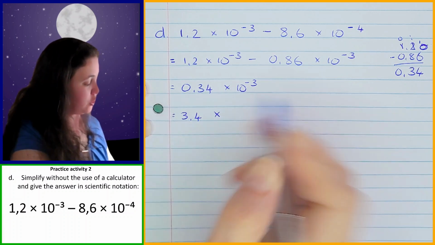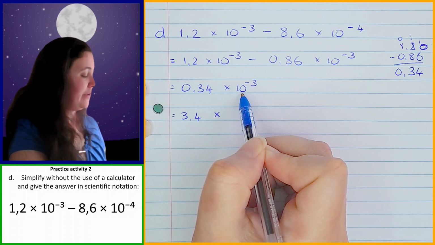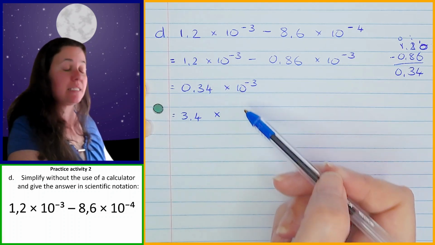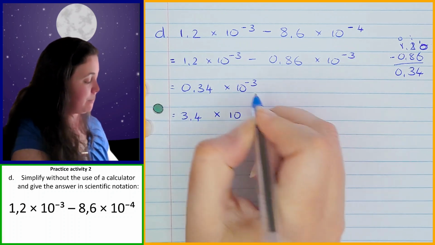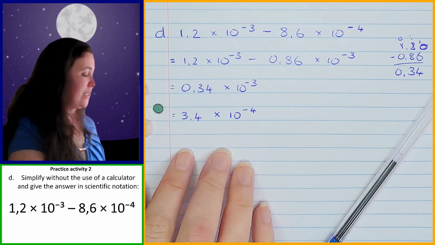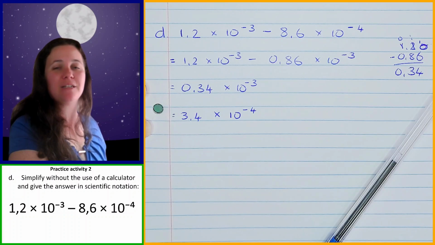And then because I multiplied this by 10, I'm going to do the opposite to the 10 to the power of negative 3 and divide it by 10. So if this one gets bigger, that one's going to get smaller, and that's going to become 10 to the power of negative 4. Okay, so that's what you should have got for question D. 3.4 times 10 to the power of negative 4. And that is how we do calculations with numbers that are written in scientific notation.